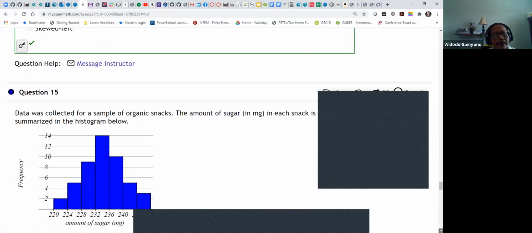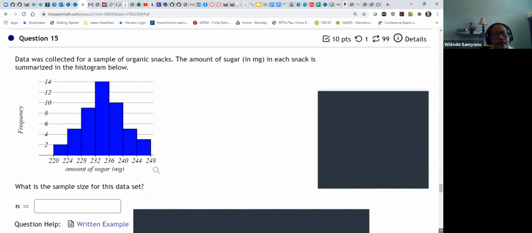And question number 15. Looking for the sample size. So remember, you just need to add the frequencies, right? So you have 2 plus 5, you got 7. And then 7 plus 9 is 16. 16 plus 14 is 30, right? 30 plus 10 is 40. 40 plus 5 is 45. 45 plus 3, 48. Okay, so the sample size is 48.